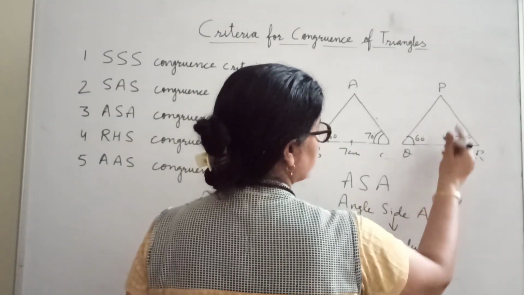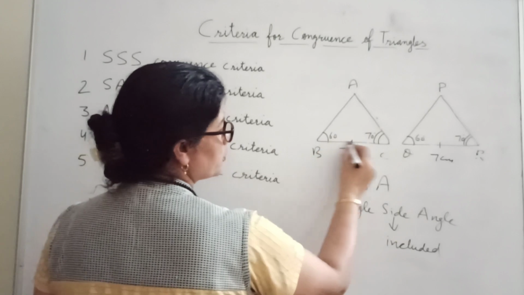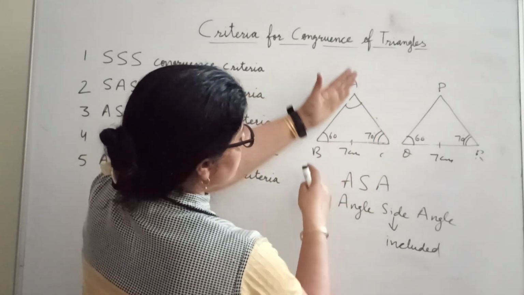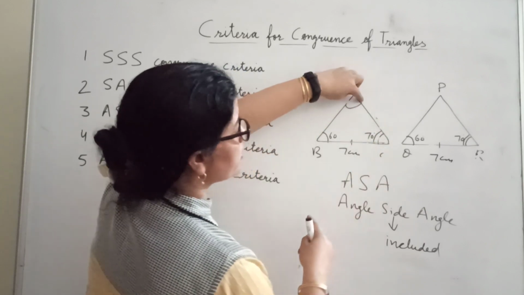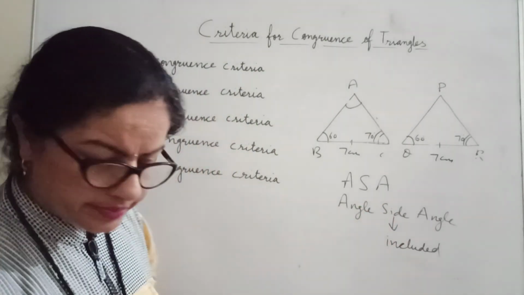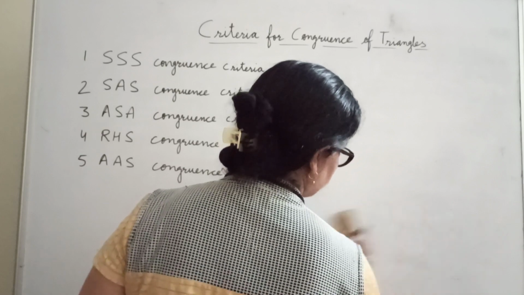They will be congruent if this side is equal. So the side should be included. If these two angles are there, then this is the included side. So the side should be included. Now next is the RHS congruence rule.